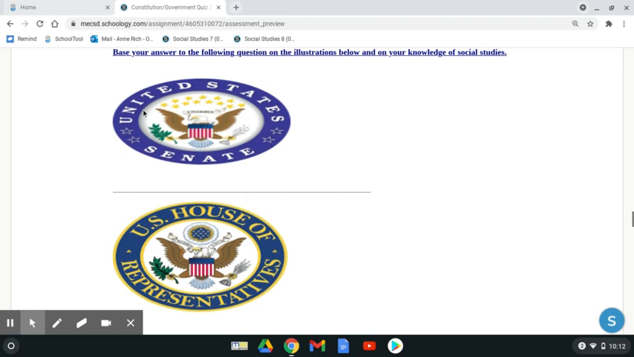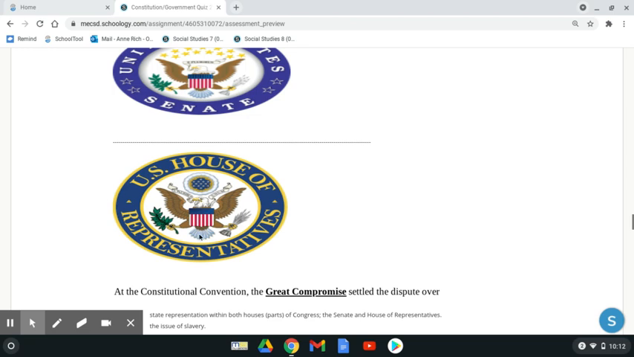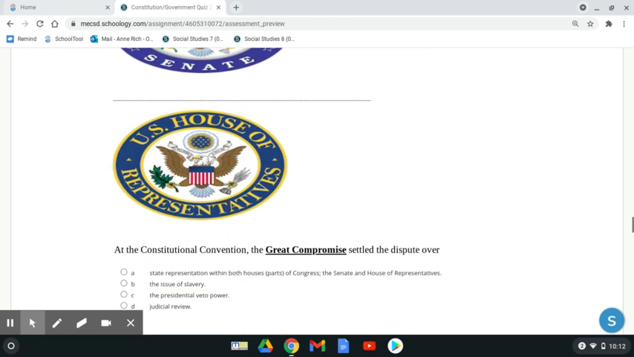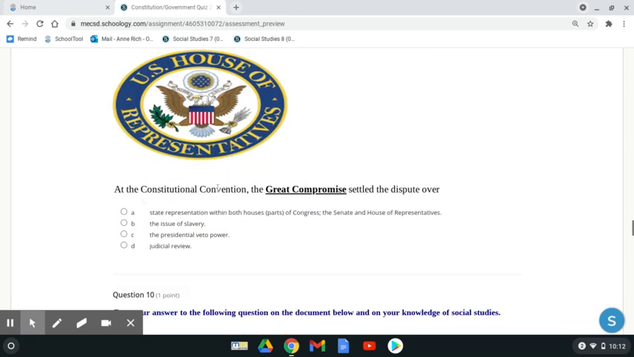Here we have 2 pictures that say United States Senate and the House of Representatives. Question number 9. At the Constitutional Convention, which in my class we call the CONCON, the Great Compromise settled the dispute over which of these things. So the Great Compromise results in which of these answers?